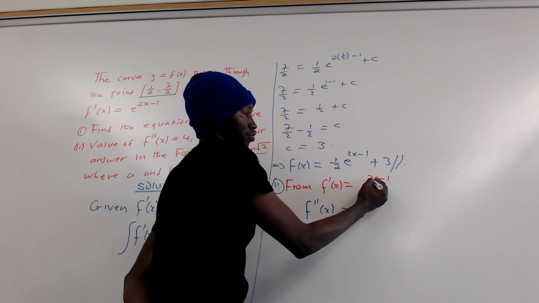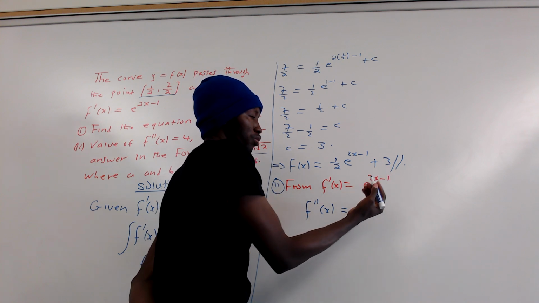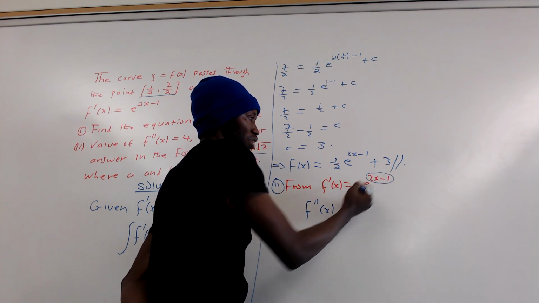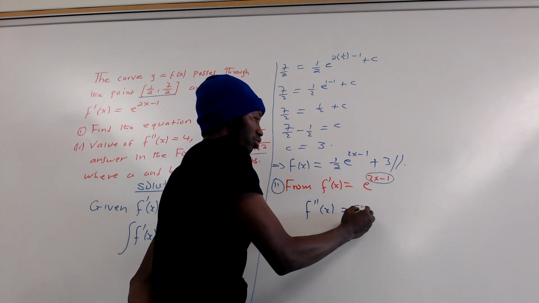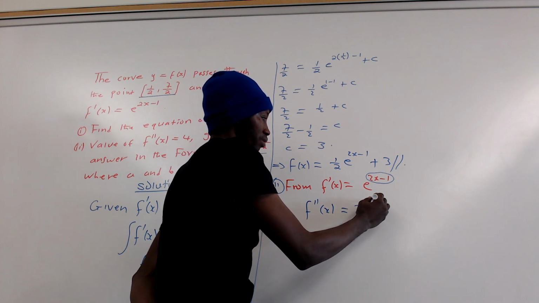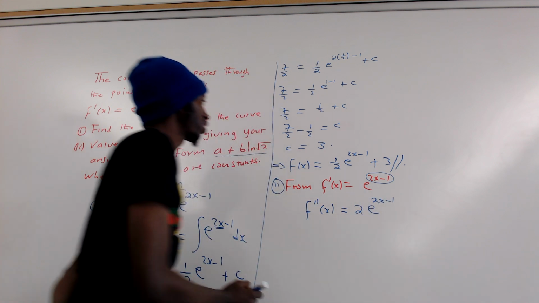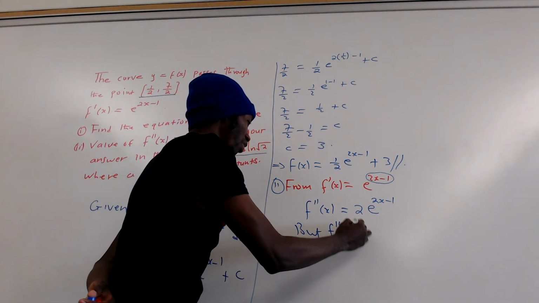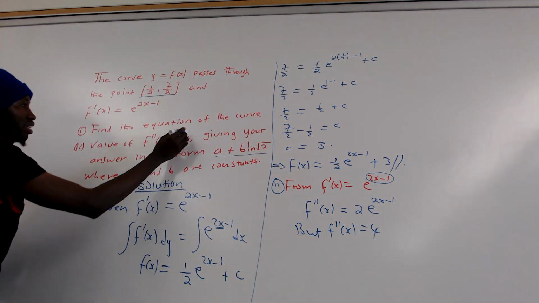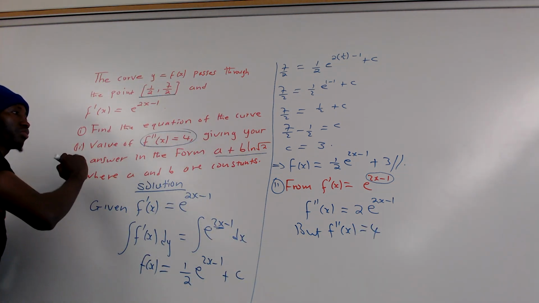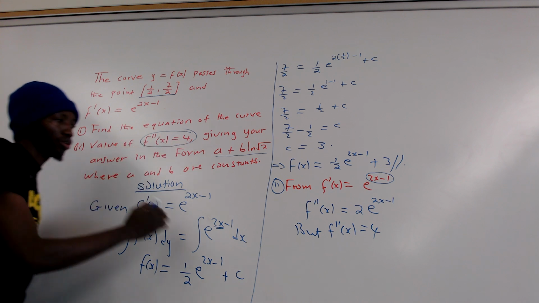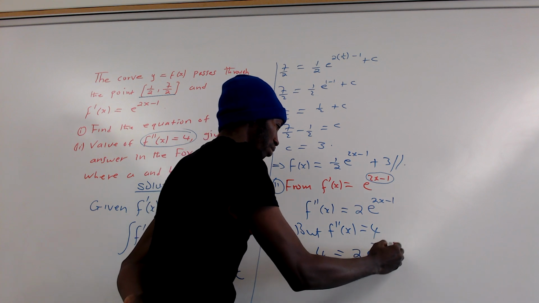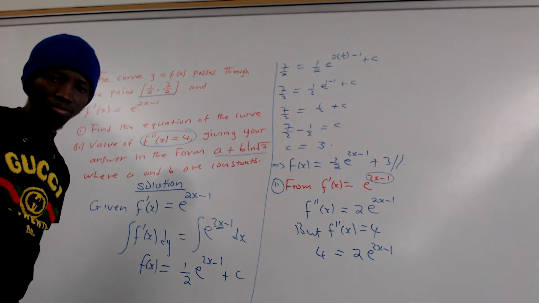If we differentiate this with respect to x, we differentiate the power. Differentiating 2x minus 1 gives us 2. So that's 2 multiplied by the function, which is 2 times e raised to 2x minus 1. But we are given f double prime of x to be 4. Look at it here, f double prime of x equals 4. So this is going to be 4 equals 2e raised to 2x minus 1. This is what is given to us.